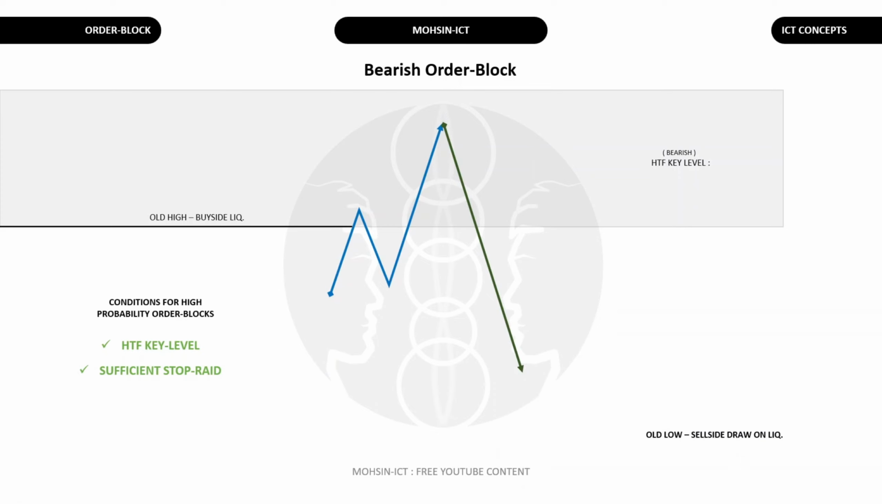Then we look for the order block formation. This is very basic. All of you know how an order block is formed. We look for an aggressive move opposite to the early market direction, with the short-term stop raid toward our actual market direction.